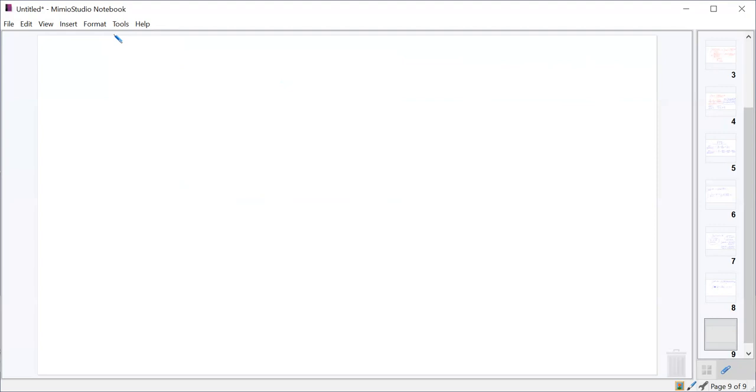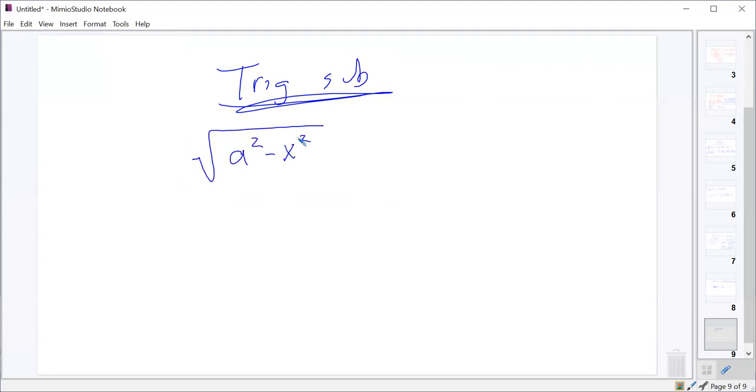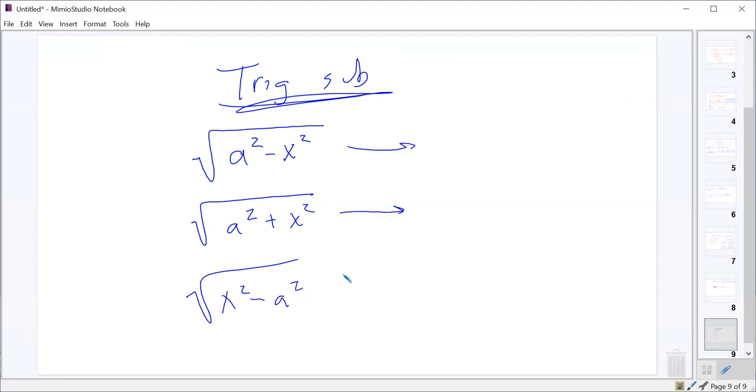Let's see what else. Oh, we need to talk about trig sub integrals, right? We haven't talked about trig sub integrals. So if you need to do a trig sub, if you see something in the form square root of a squared minus x squared, or square root of a squared plus x squared, or square root of x squared minus a squared, these are all good candidates for trig subs, unless there's a simple u substitution.